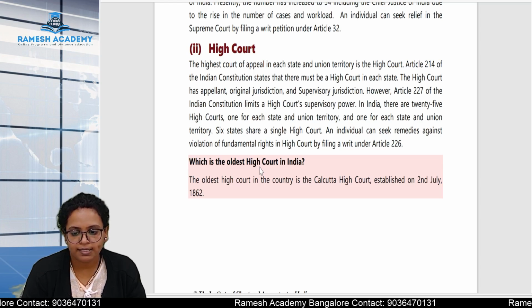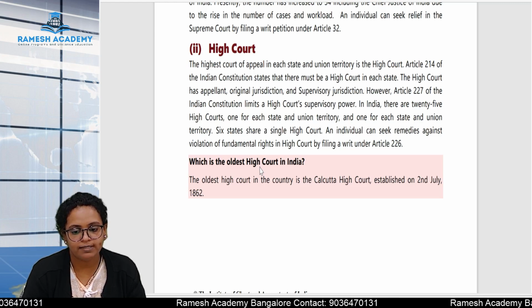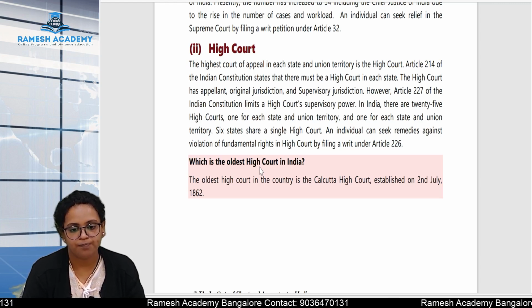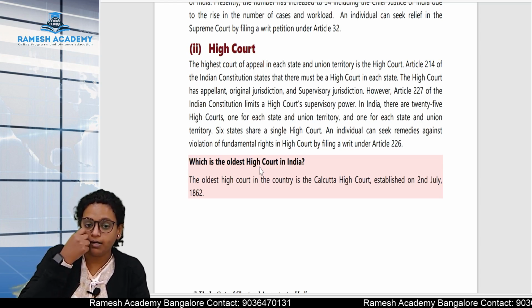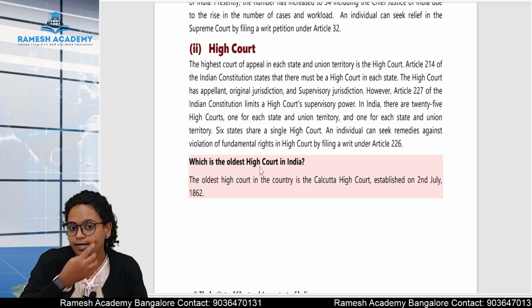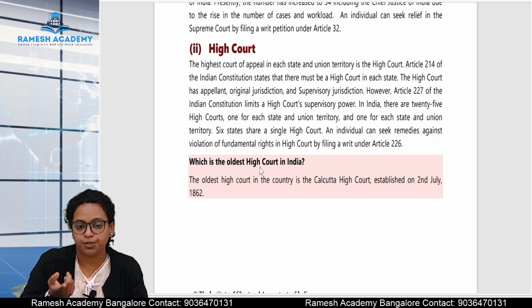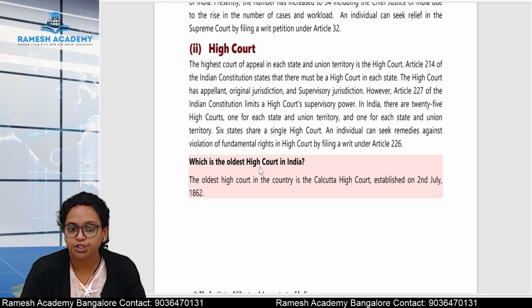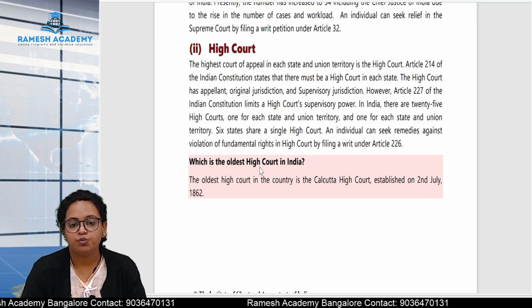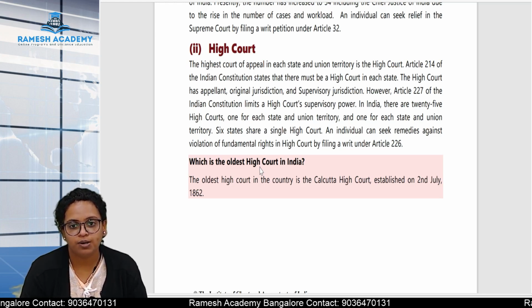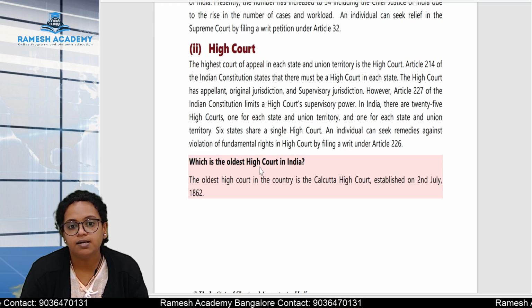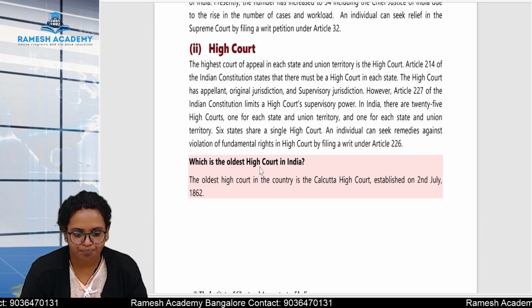An individual can seek remedies against violation of fundamental rights in High Courts by filing a writ under Article 226. So if you want any relief or decisions from the Supreme Court, you can file a writ petition under Article 32. But if you want relief from the High Courts, then you will have to file a writ under Article 226.